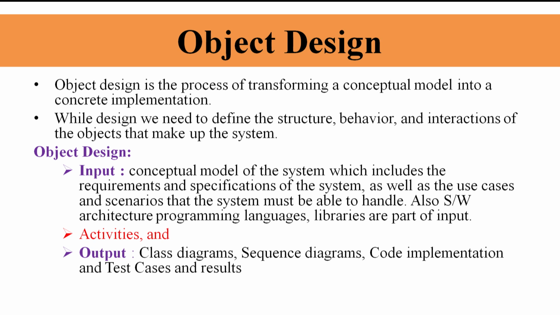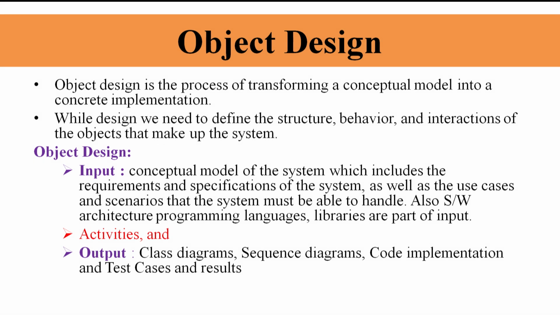Now what kind of input do we give in the object design? When we are designing an object, what things are expected to be taken as input? We can say the conceptual model of the system, which includes the requirement specification of the system as well as the use cases and scenarios that the system must be able to handle. Also the software architecture, programming language, libraries, and the classes which are already developed and are taken as part of the input. And then the purpose for which that particular system is being developed, and what kind of activities your system will be performing, that we will take care of.